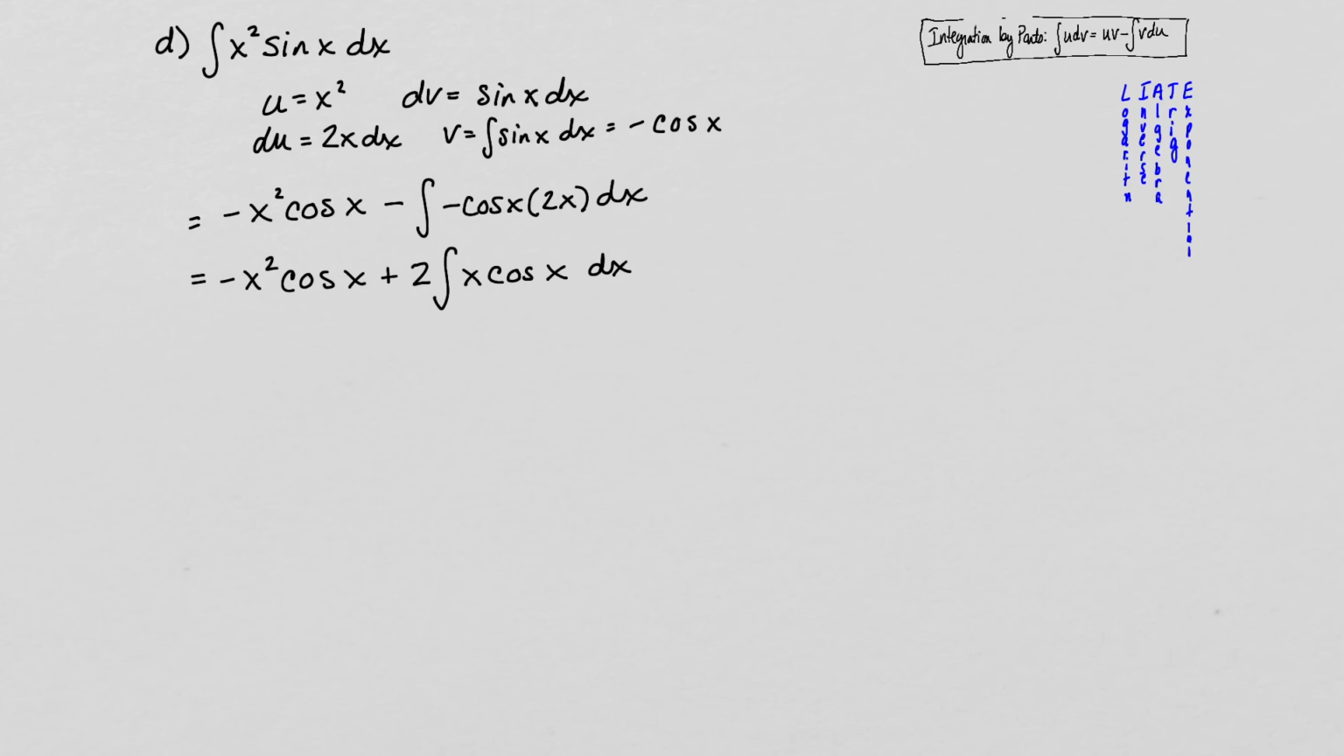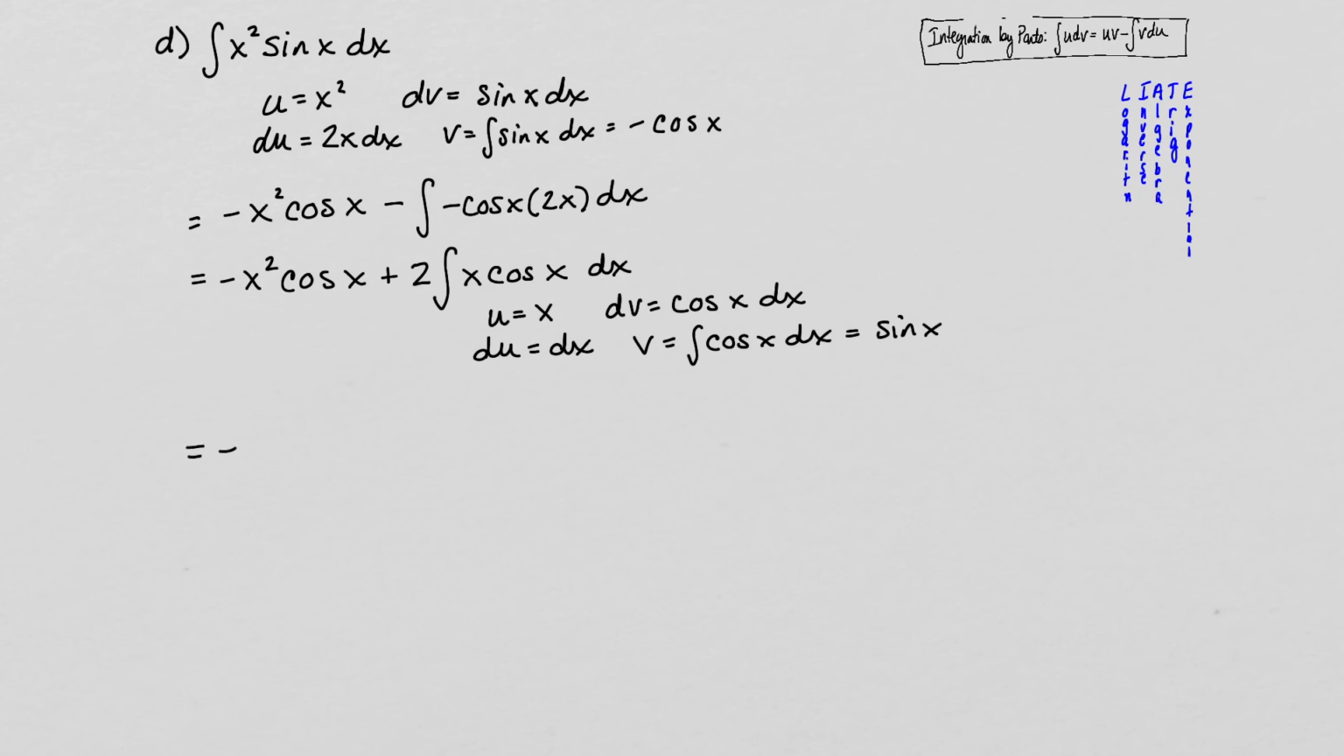Okay, so again, x cosine x, it's not something I can integrate. So I'm going to have to do integration by parts again on it. So we're going to let u again be the x. dv, we're going to let be that trig function part again, so cosine x dx. So du is just going to turn into dx, and v is going to be the integral of cosine x dx, which is just sine x. And so now all I have to do is plug in.